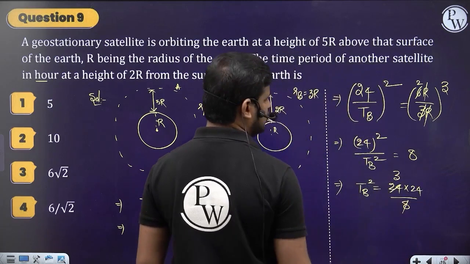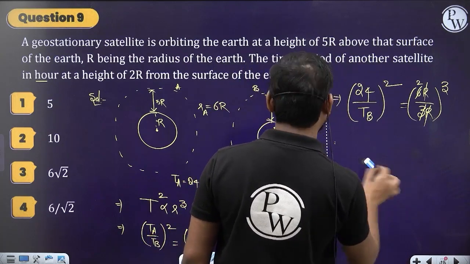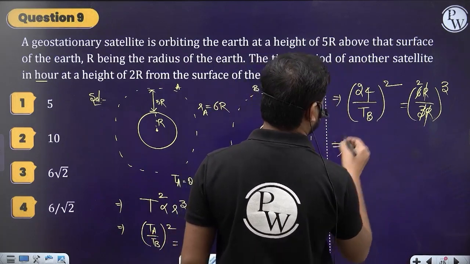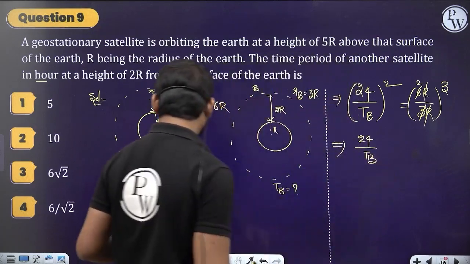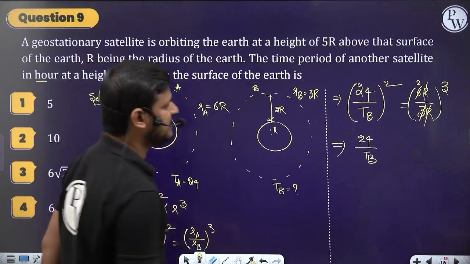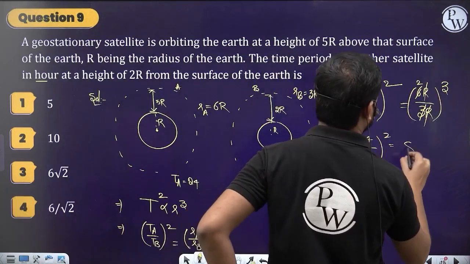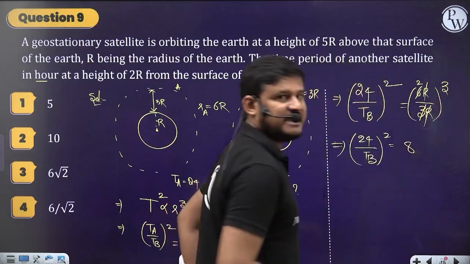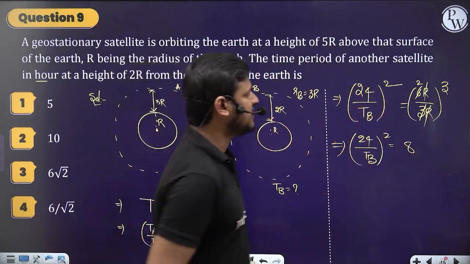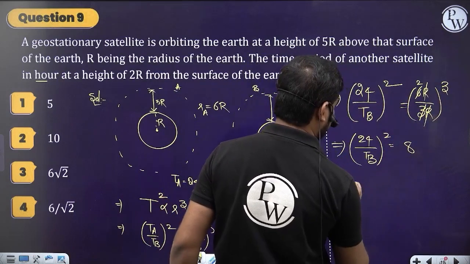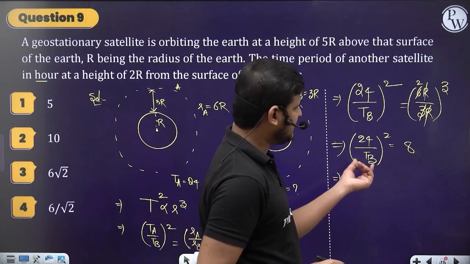Sorry, calculation mistake, my bad. See here. So 24 by TB, the first one 24 hours, whole square is equal to 2 cube, that is 8, since 6R by 3R is 2. So then from here I need TB.